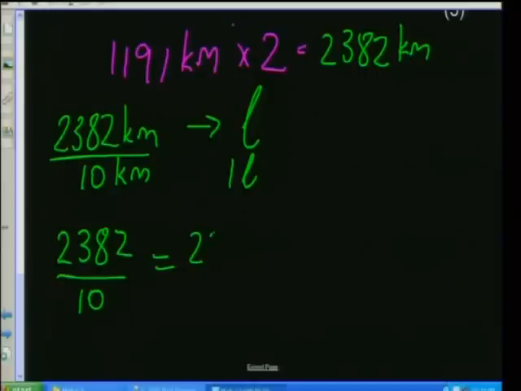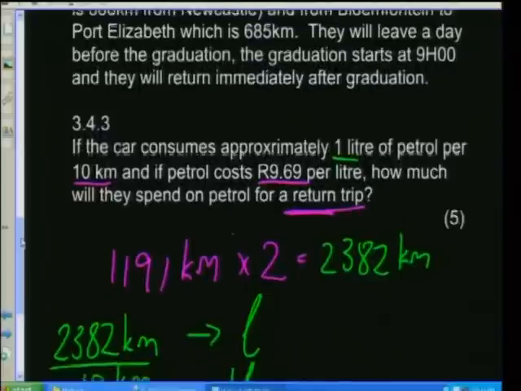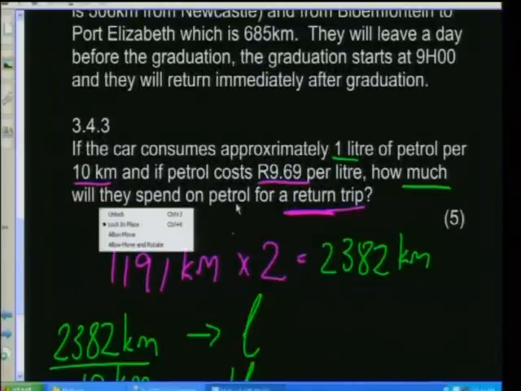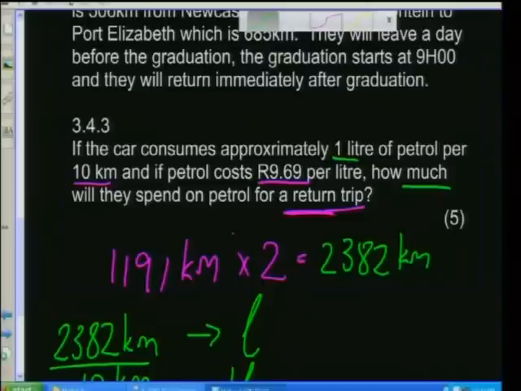Don't think I need a calculator for that. I've got 238.2 10-kilometer portions in my travel. And for each 10 kilometers, I use 1 liter. So I can say, well, I've got 238.2 liters of petrol needed for this travel. But that's not what they asked. They wanted to know how much they will spend on petrol.